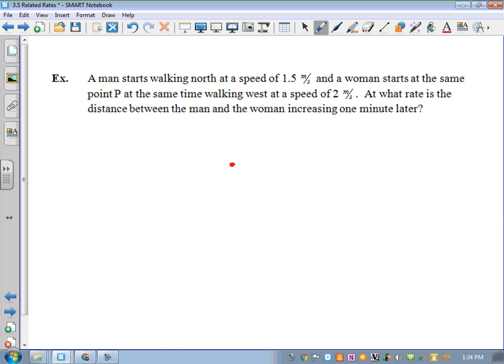So I am going to put point P right here. And then what we're going to have is that the man is walking to the north, and I'm going to call that x. Maybe I should call that something else, but we'll keep it as x. A variable is a variable, it will make no difference. And then the woman is walking to the west at a speed of 2, but we'll identify that as y.